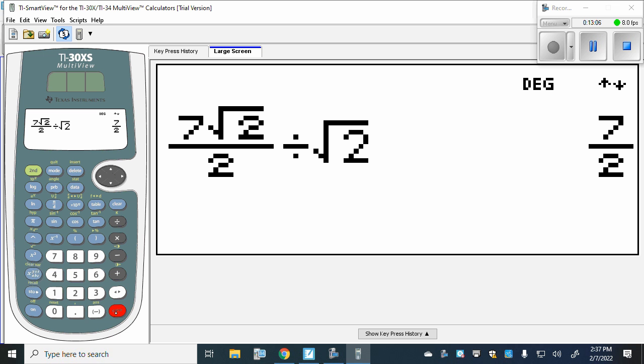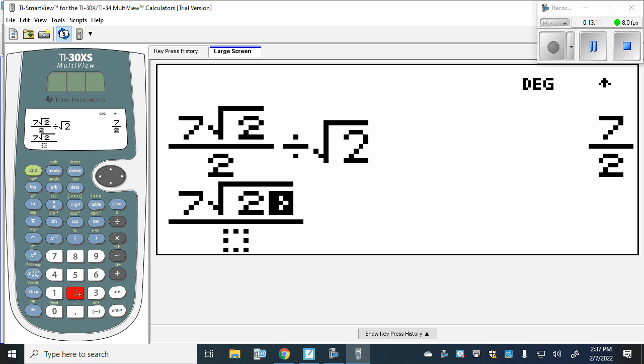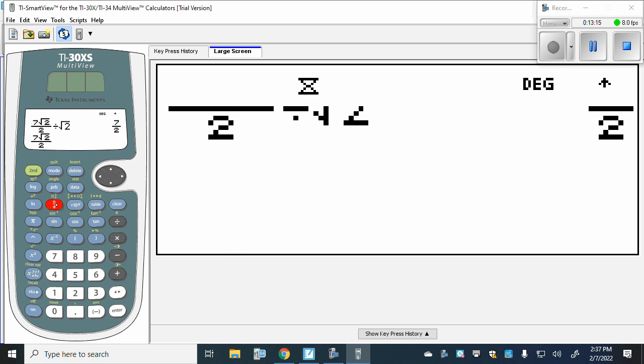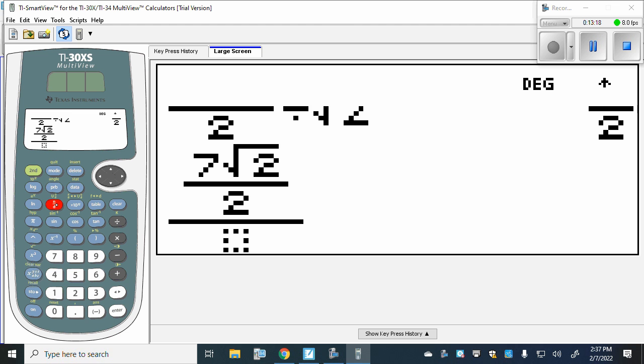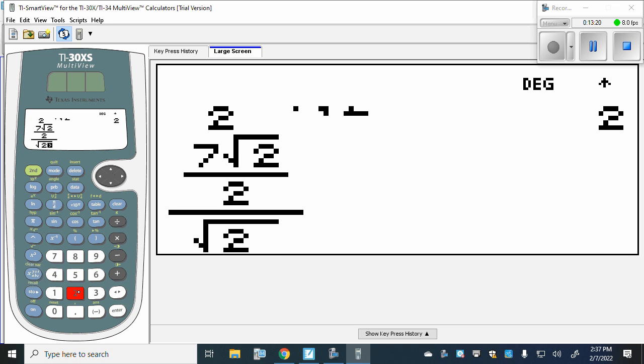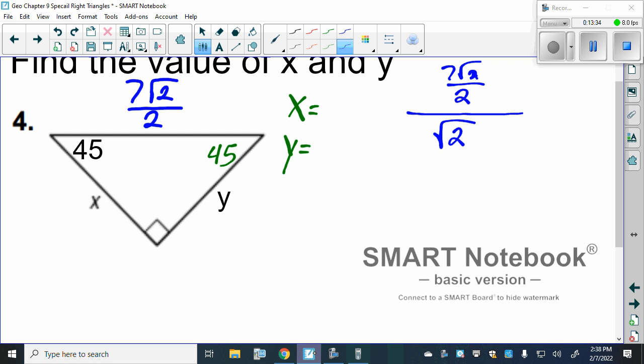Now we could have typed this in as 7 second square root 2 over 2, and we could have hit the fraction again and done second square root of 2 and got the exact same thing. But we do need to make sure that the 7 square root of 2 over 2 is in the numerator completely if we do it that way. So that tells us that this is 7 halves.